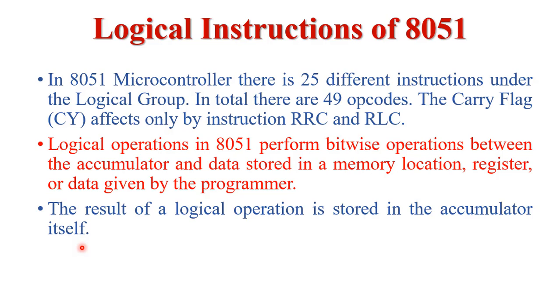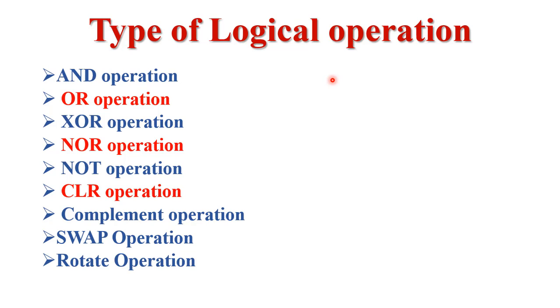So we can say that in case of arithmetic instruction or logical instruction, the result is stored in the destination location, that is the accumulator register. The types of logical operation are AND operation, OR operation, XOR operation, NOR operation, NOT operation, CLR operation, it means clear operation, complement operation, swap operation, rotate operation. These are the logical operations in the 8051 microcontroller.